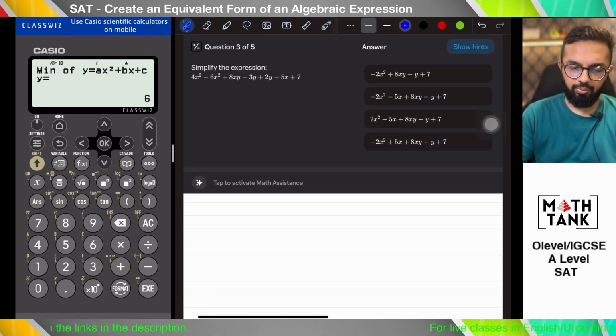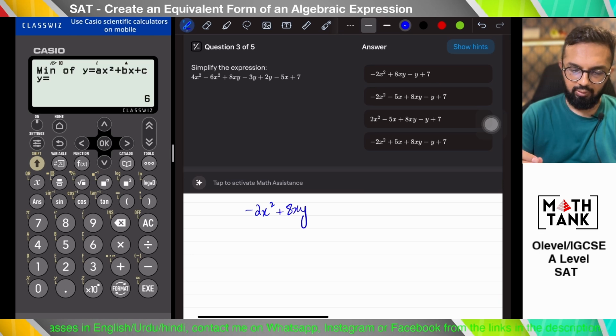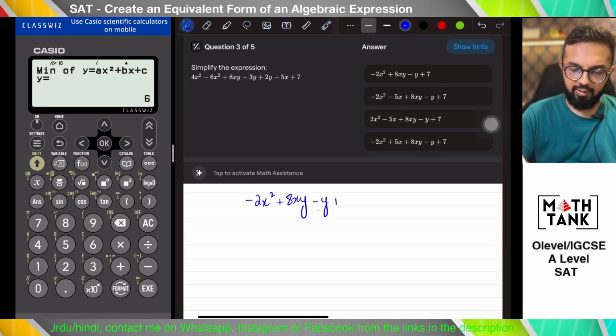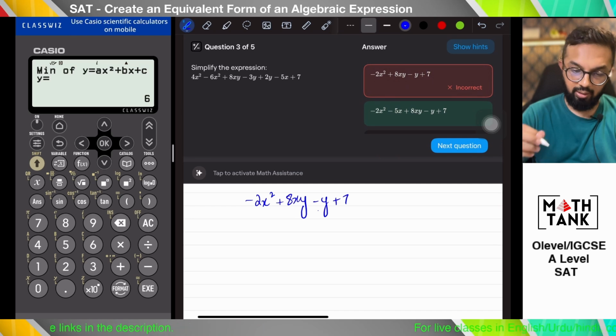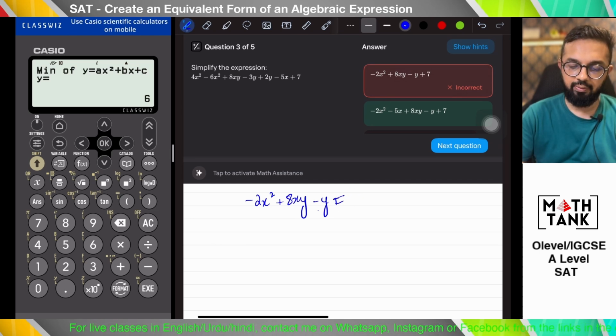Okay, moving on to the next question, then I have just a simple addition subtraction, so minus 2x squared. I have no other xy. I have minus y plus 7. I think that, yep. Did I miss something? Okay, minus y minus 5x as well. Okay, I missed minus 5x.